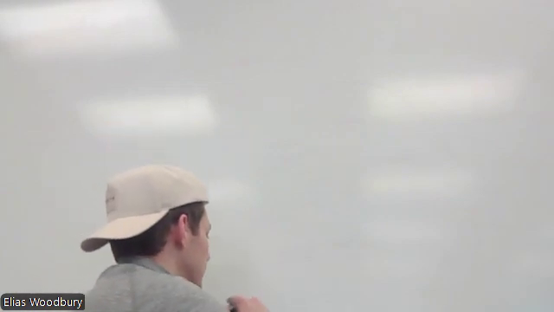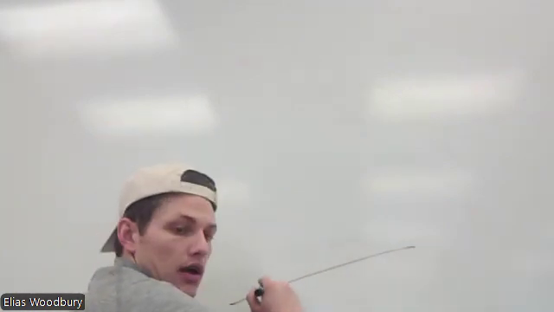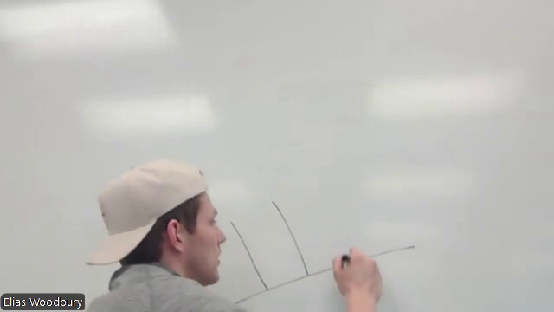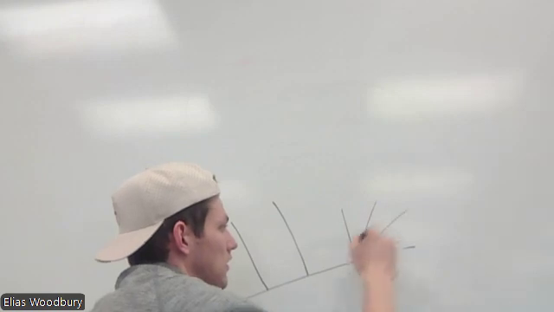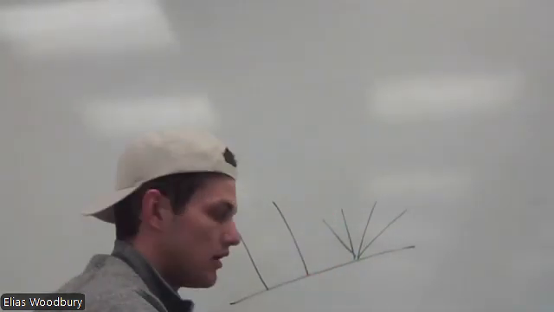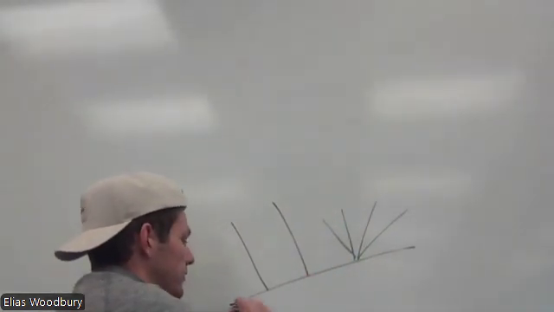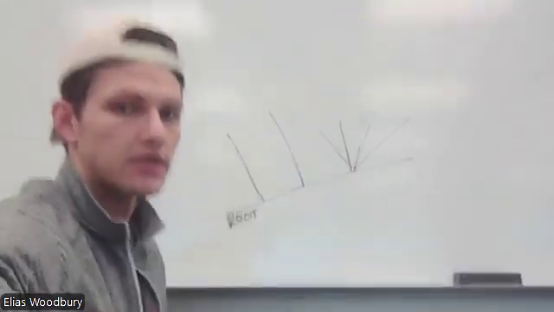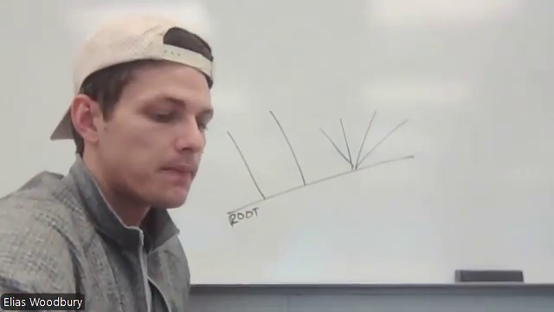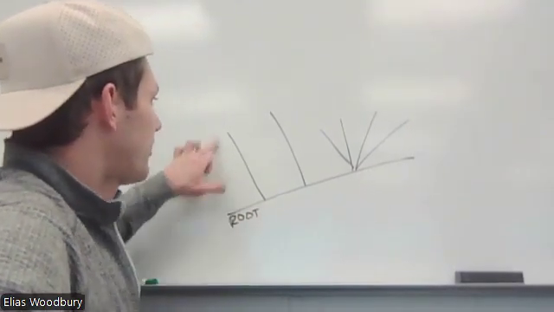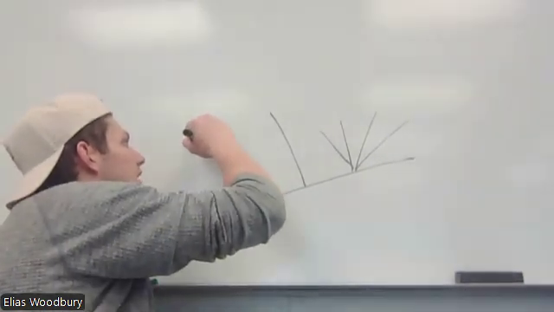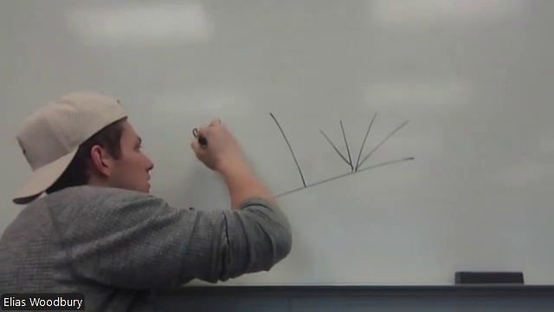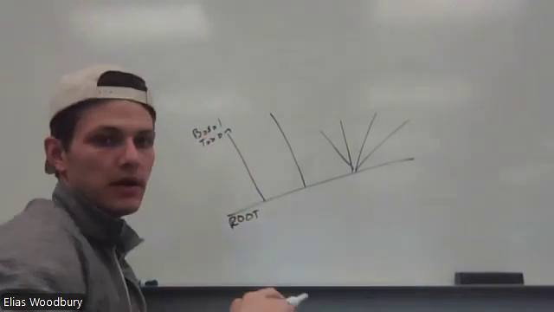So with phylogenetic trees, I'll draw one out like this. We start right here, the root. That's what everything branches off of. Okay. Everything branches off of the root. And then our first branch out point is called the basal taxon.